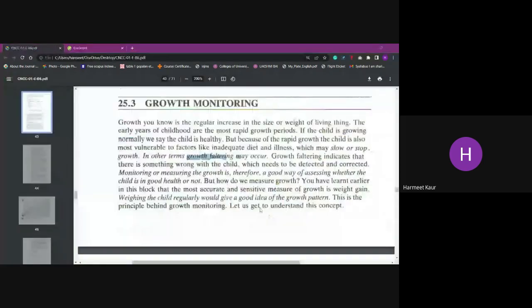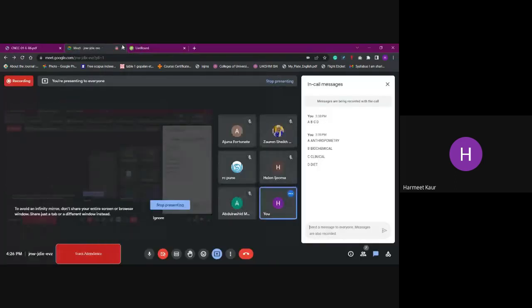Okay, I'll type it in the chat box also. So what is growth faltering? Growth faltering, just give me a second. Yeah. So growth faltering is related to what? Falter. Growth falter. Related to what, ma? Related to what you said. Growth faltering.